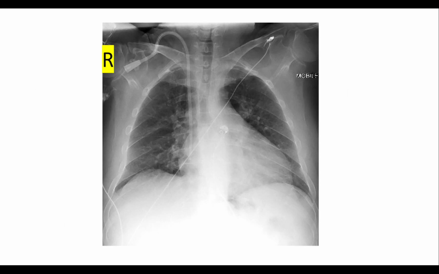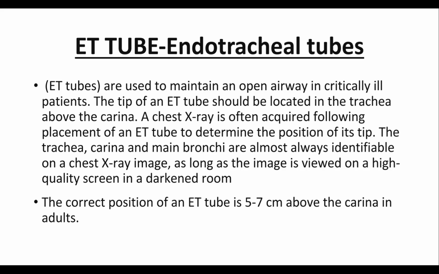Correct position of a CVC. ET tube: endotracheal tubes, ET tubes, are used to maintain an open airway in critically ill patients. The tip of an ET tube should be located in the trachea above the carina. A chest X-ray is often acquired following placement of an ET tube to determine the position of its tip.